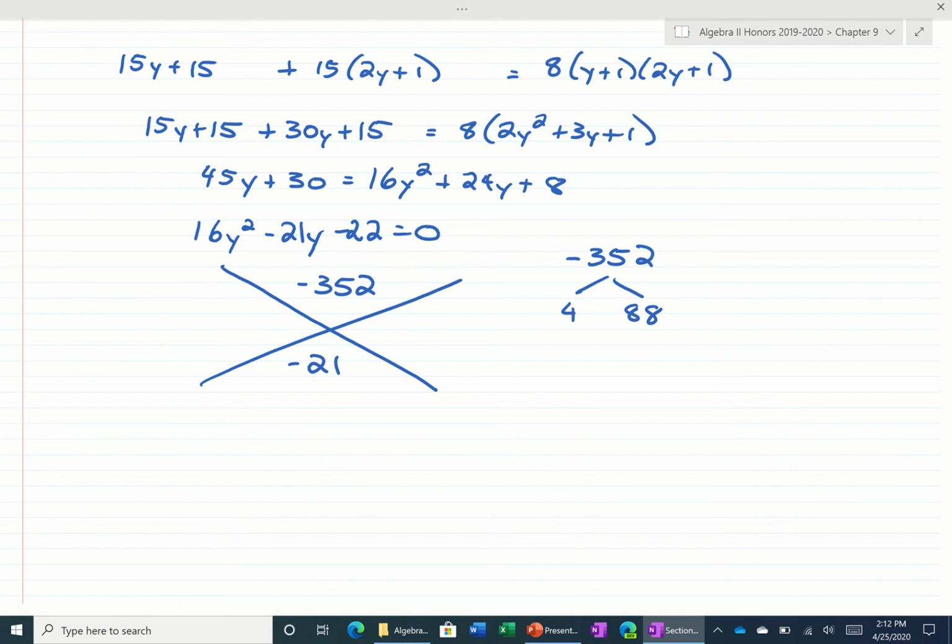7 doesn't work. 8 and 44. Close, but that's not going to work. Let's try something else here. I could just use the quadratic formula, but let's see. We'll figure it out. 16 and 22.